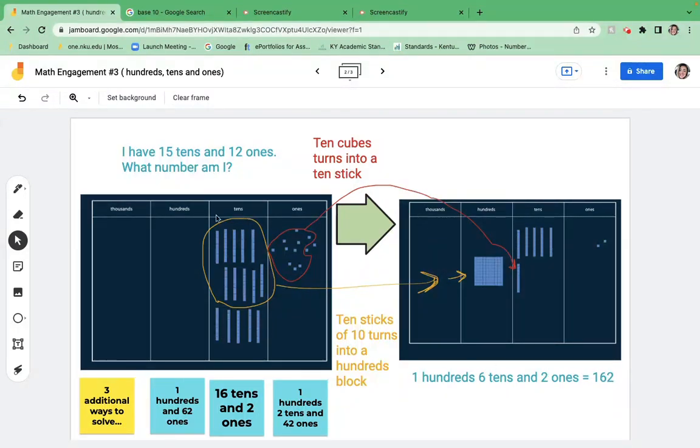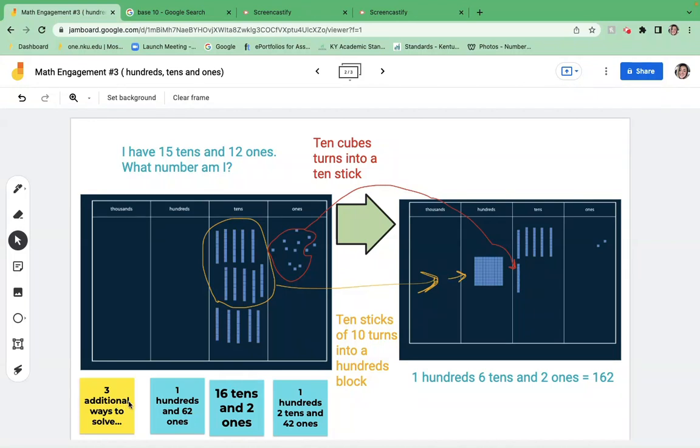So if we added up the tens first, 15 tens would give us 150, and then we add on 12, that would be 162. If we're looking at this picture, we have 100, and then we have 6 tens, which is 60, so 160, and then you add 2 more, and it's 162. So either way, you get 162, but this is just a good visual aid to see how those tens turn into hundreds and how ones turn into tens.